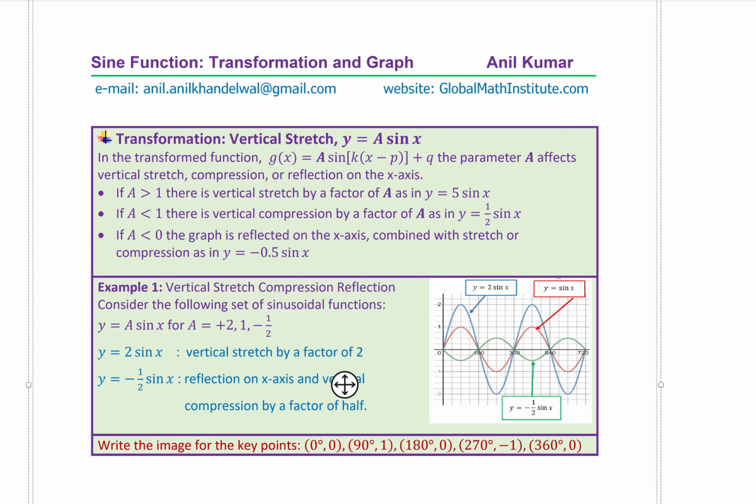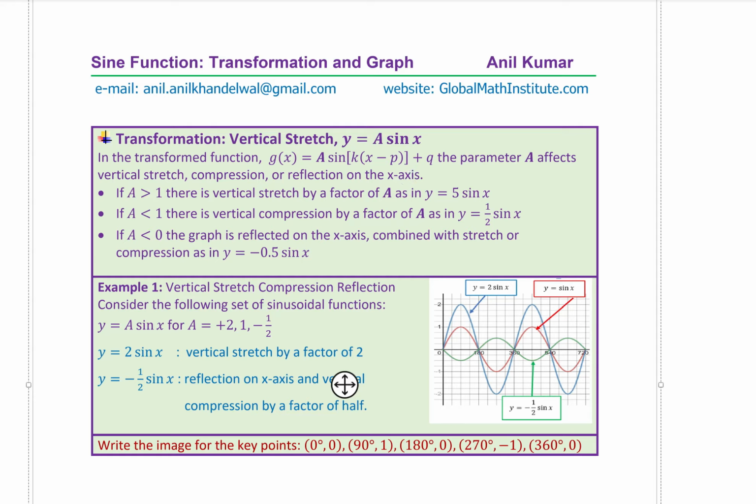Now let's take up this transformation where we'll consider the vertical stretch. So when we say vertical stretch, then y equals a times sine x. So this a, which also signifies the amplitude, gives you the vertical stretch. While in the transformation function, the general function g of x will be written as a sin(kx - p) + q. The parameter a affects the vertical stretch, compression, or reflection on the x-axis.